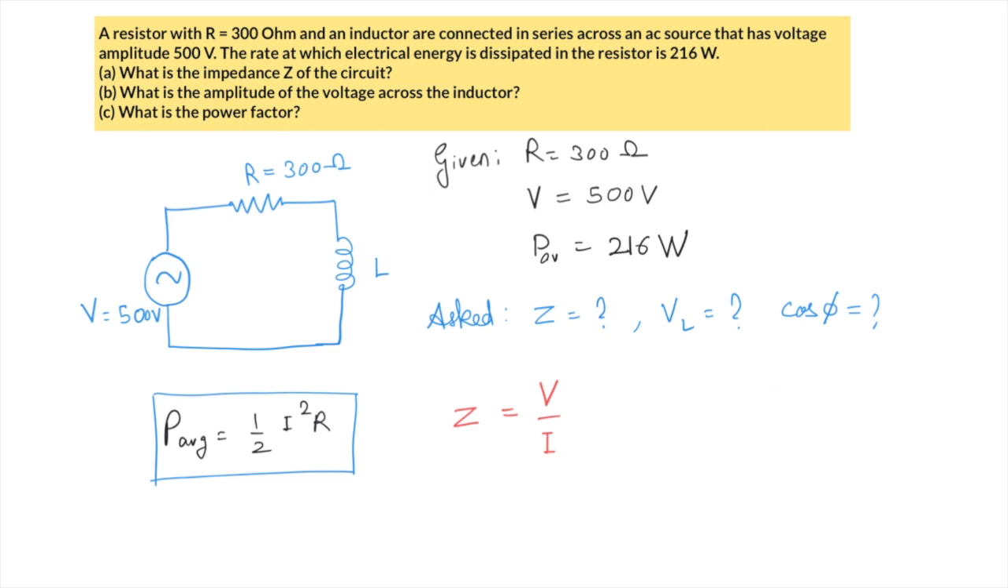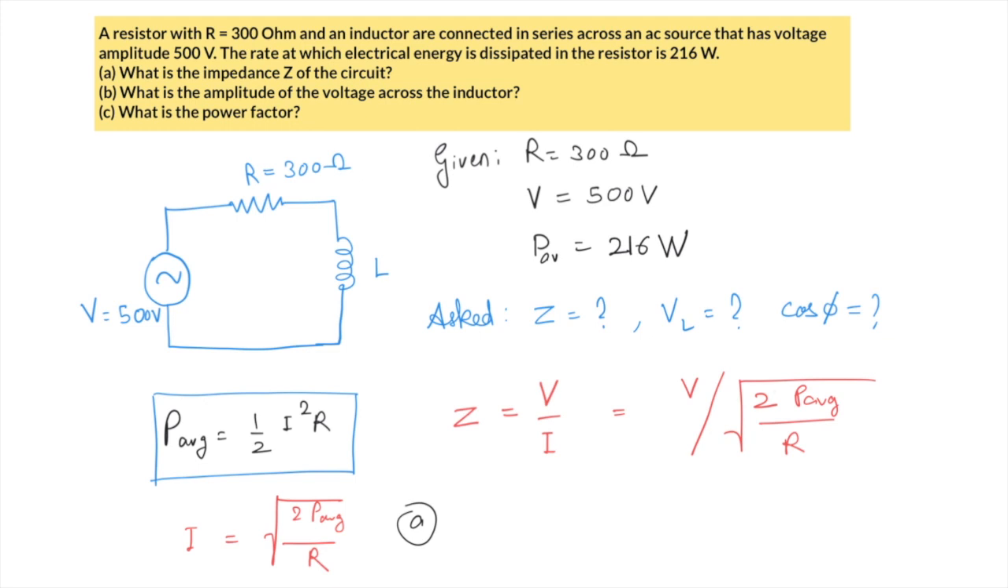Hence, I can write this I as root of 2P average divided by R. So if we substitute this, we can write it as V divided by root of 2P average divided by R. Now let us substitute these values. So that will give you the solution for A, which is the calculation for impedance of the circuit.